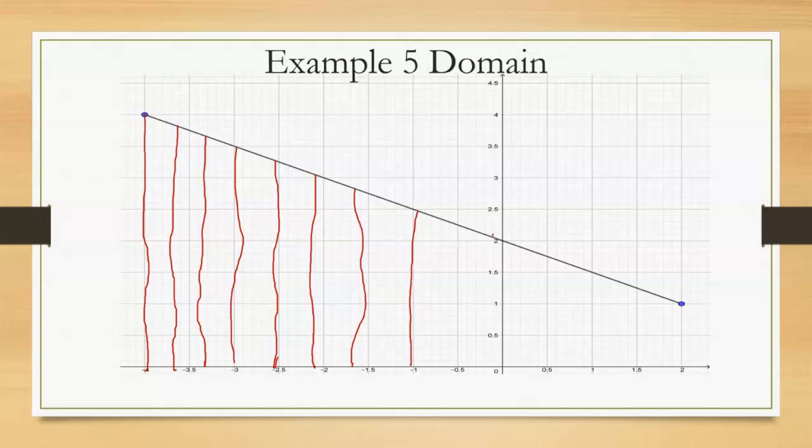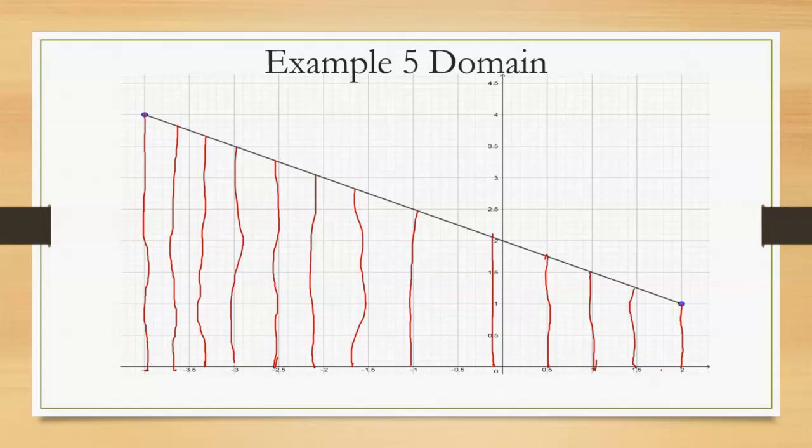You basically keep on doing this. I don't want to take up too much time doing this, but I hope you can see, although these aren't on the graph, that you're going to get the domain going from -4 all the way up to 2.